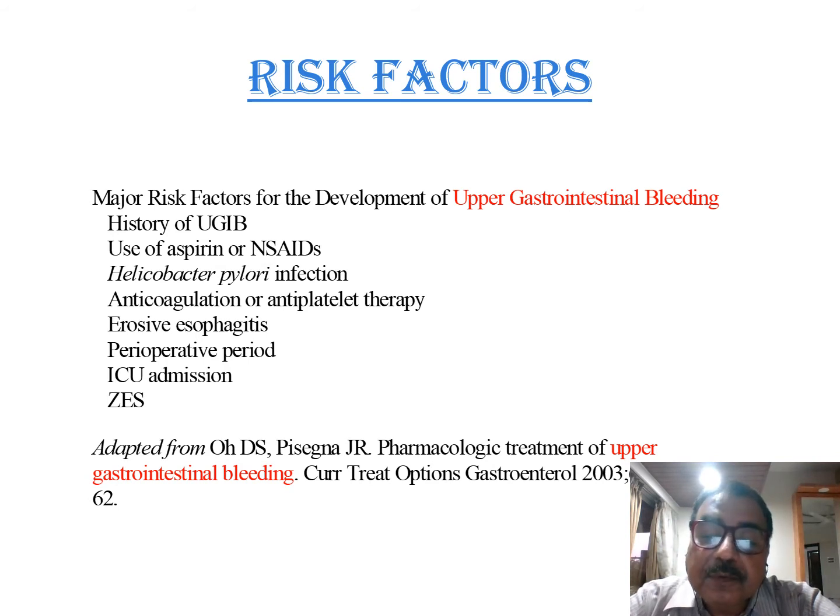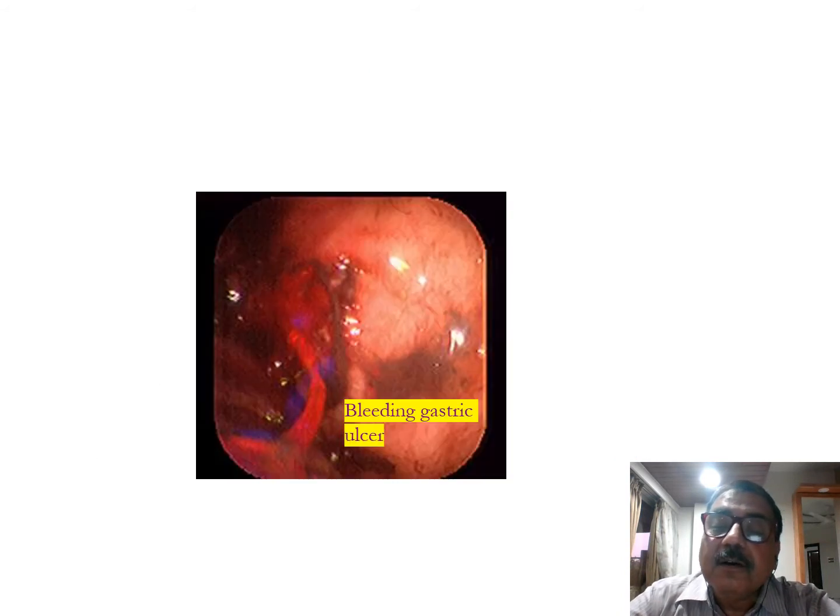anticoagulants and antiplatelet therapy for a long time. Erosive gastritis drugs, particularly methotrexate, bisphosphonates, and the like. Perioperative period, particularly in cases where anastomoses are made. ICU admission with hypotension, particularly because for the clearance of gastric acid, enough circulation is a must. Otherwise, this is accumulative and it further lowers the intraluminal pH and causes more stress. And this phenomenon goes on and causes more ulcers. Zollinger-Ellison syndrome I have already covered. So these are the risk factors for upper GI hemorrhage.